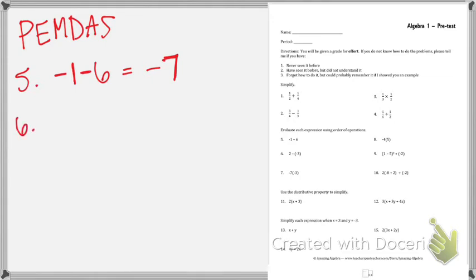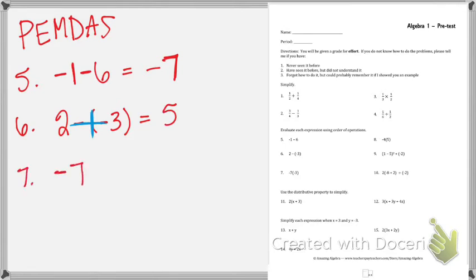Number 6. So we have 2 minus -3. Well, I told you yesterday this is going to be an important thing to remember. But what do 2 negatives make? 2 negatives beside each other make a positive, right? So now we just have 2 plus 3, which is 5.